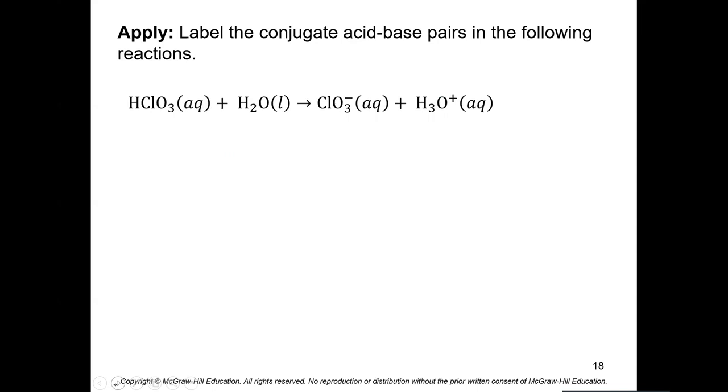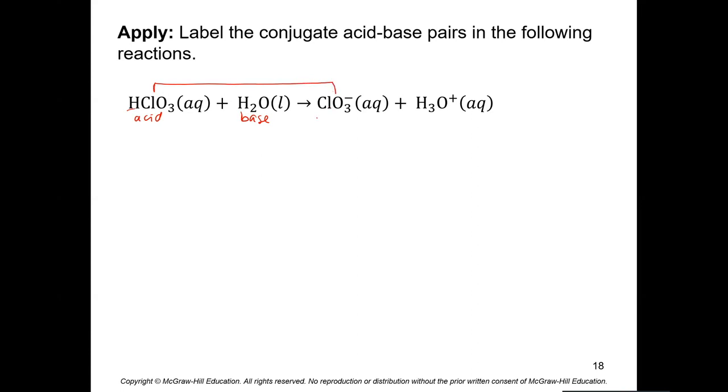This is the same reaction we just predicted the products for a couple of slides ago. We predicted ClO3 minus and H3O plus. Let's go to our reactants first. HClO3 is going to be an acid because it has this proton that it can donate. Acids are proton donors. Bases are proton acceptors. We said H2O was a base because it accepted a proton. HClO3 becomes ClO3 minus.